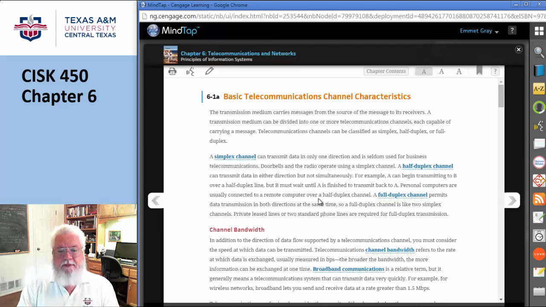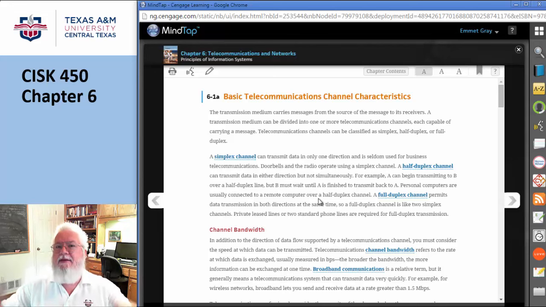The first one is simplex. Simplex channel is a one-way communication. In other words, I blast something out and that's it. There's no two-way, there's no response. And the classic example in the real world is a radio station. Radio station is playing music and I have a radio receiver, but my receiver doesn't send anything back to the radio station. It's one-way communication.